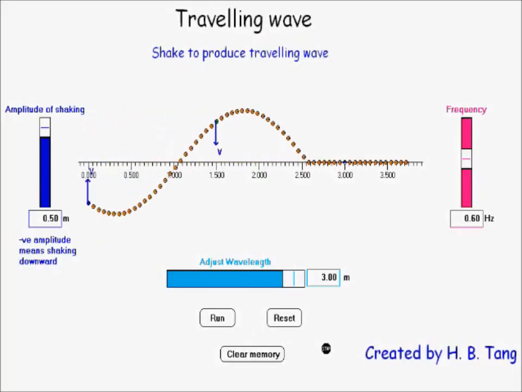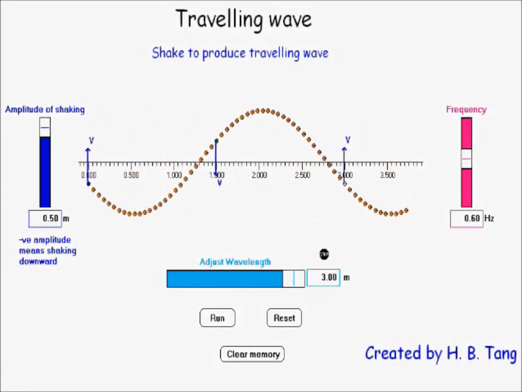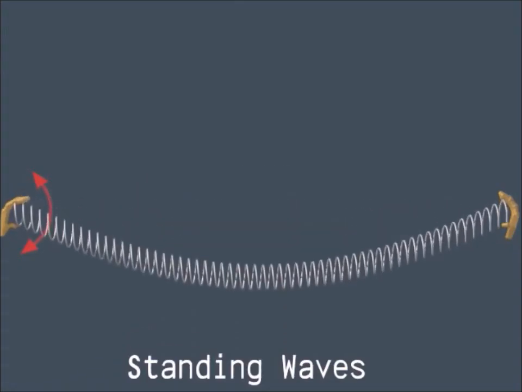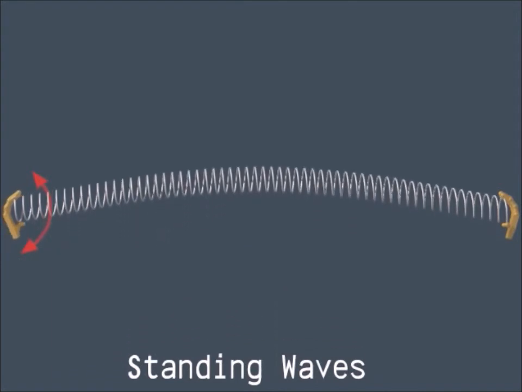Traveling waves go in one direction and slowly diminish over time, while standing waves go down one direction and come back in a reflection.